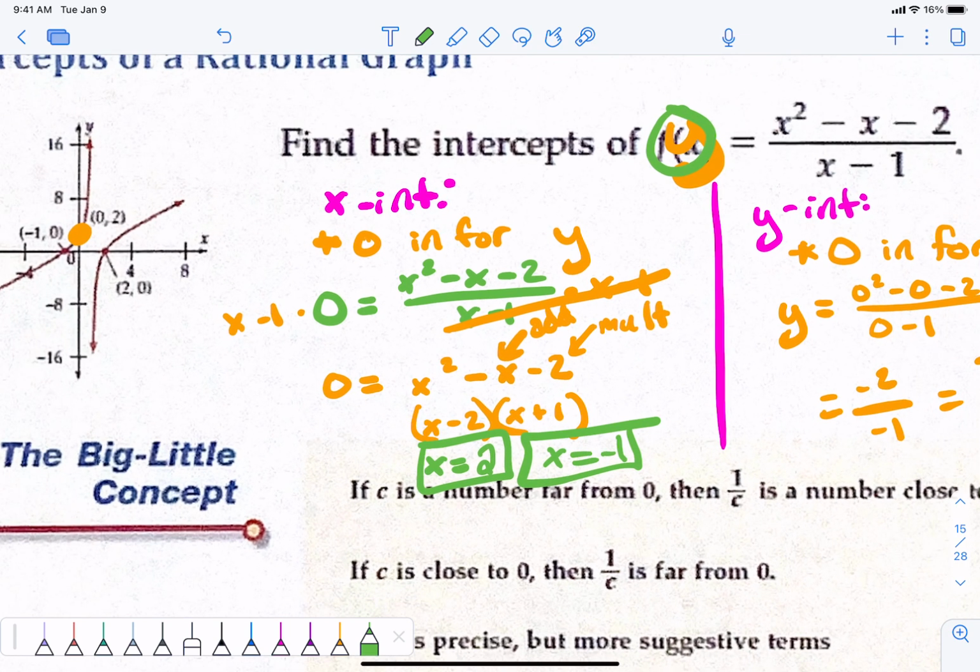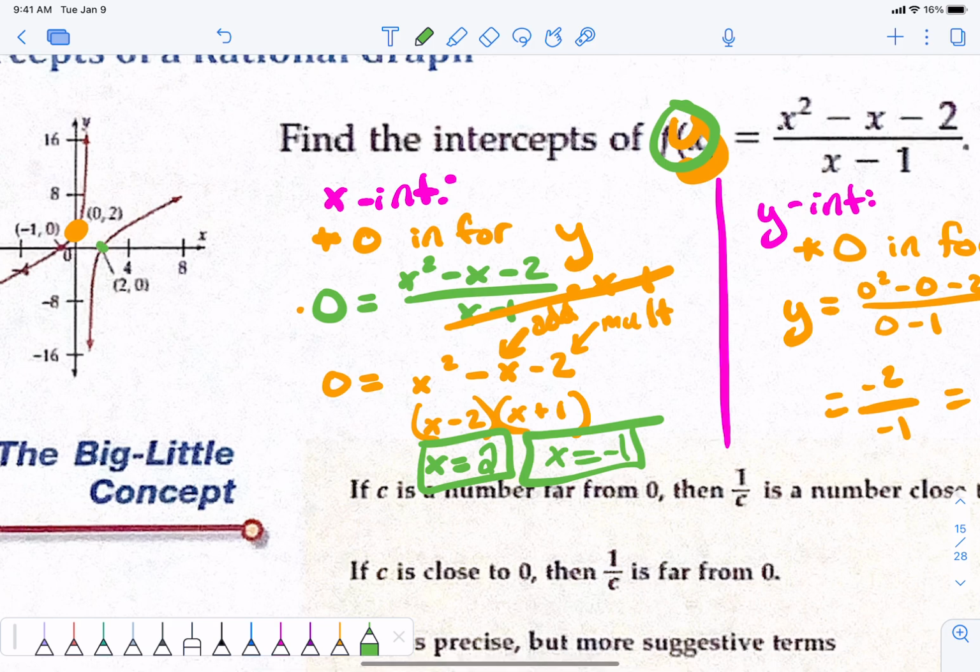So is he crossing the x-axis at 2 and negative 1? Right there. Do you see him? Yep. There he is. Okay, good.